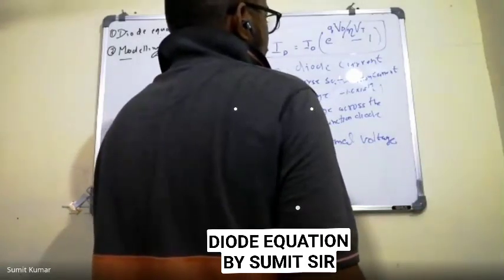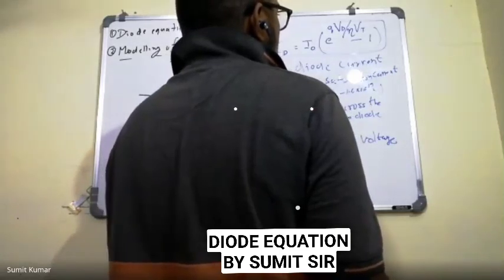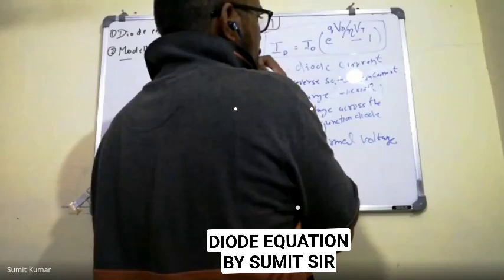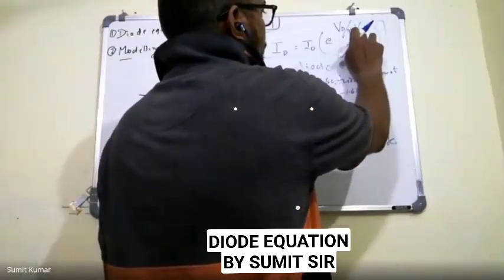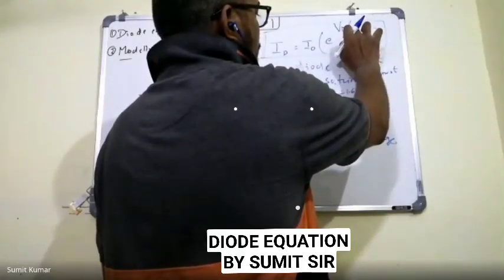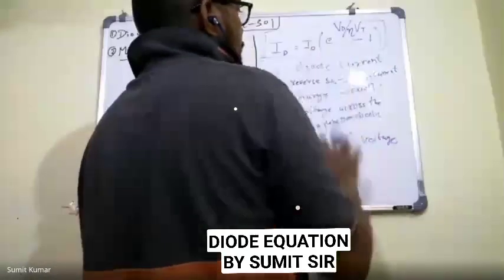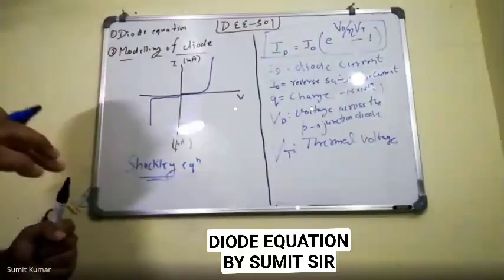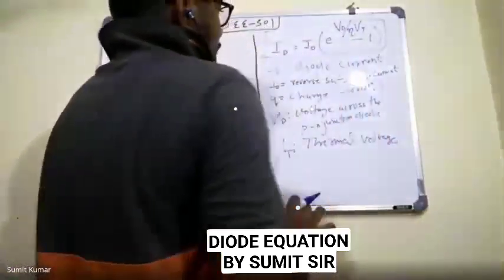Okay, this Vt is the thermal voltage. Well, let me correct this equation. There is a problem with this equation. Actually, this Q will not be here. It should be Vd over eta Vt, so this will be the equation. Okay, this is the correct equation: Vd over eta Vt. This is the right equation.